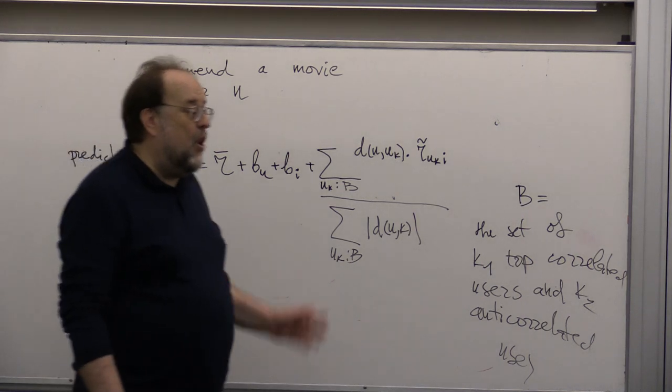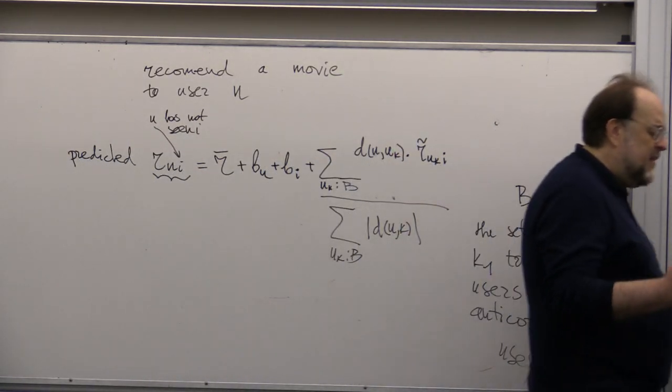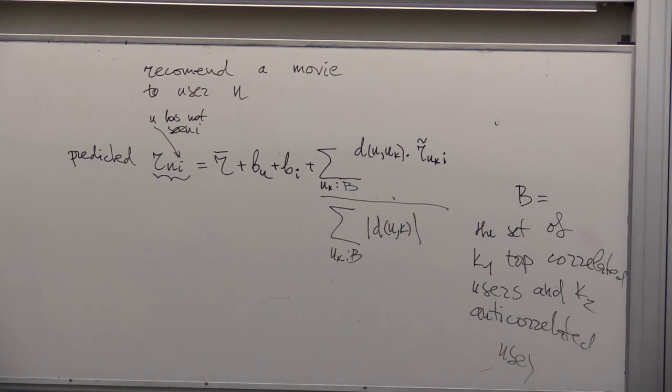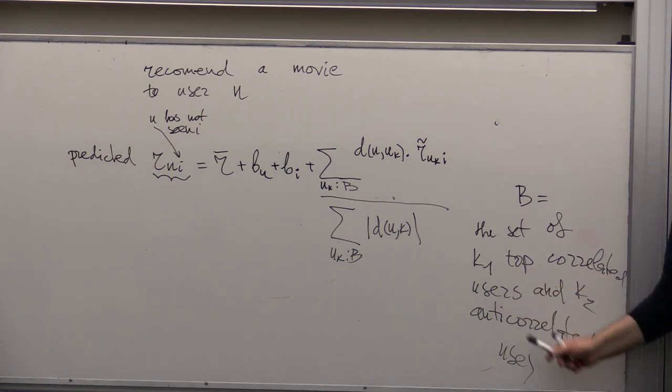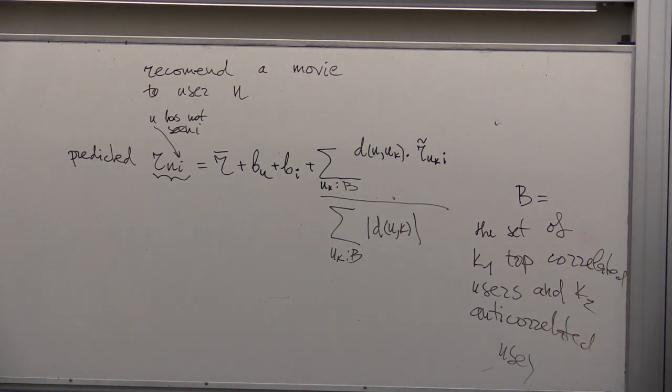Look, this can be tweaked in a gazillion ways. First of all, how many top correlated users should you take? Yes? A different question to what you asked: do you ever reintroduce D(U1, U2)?